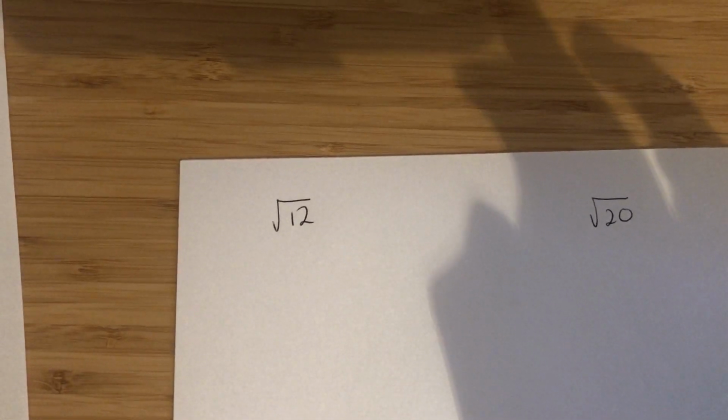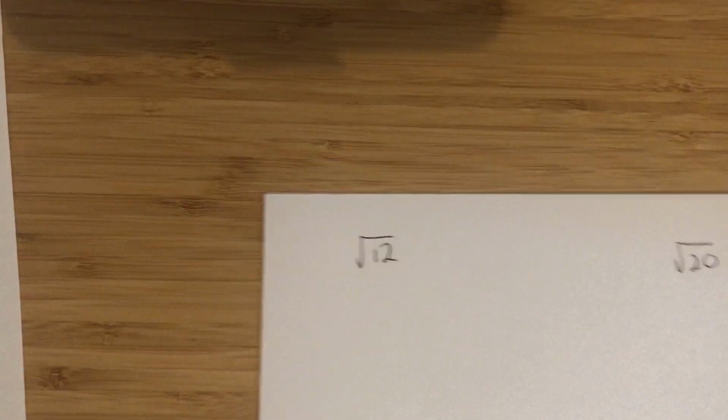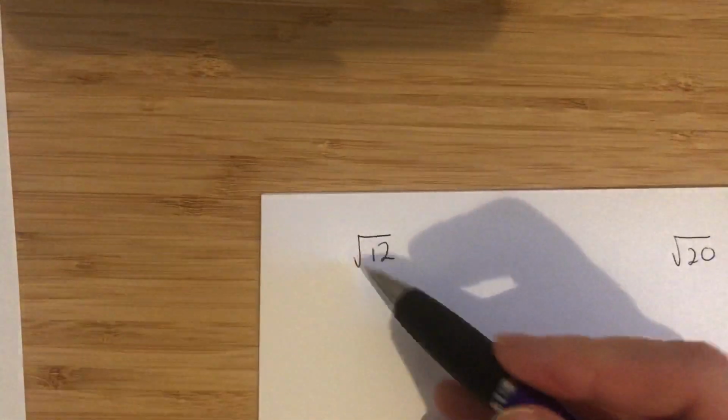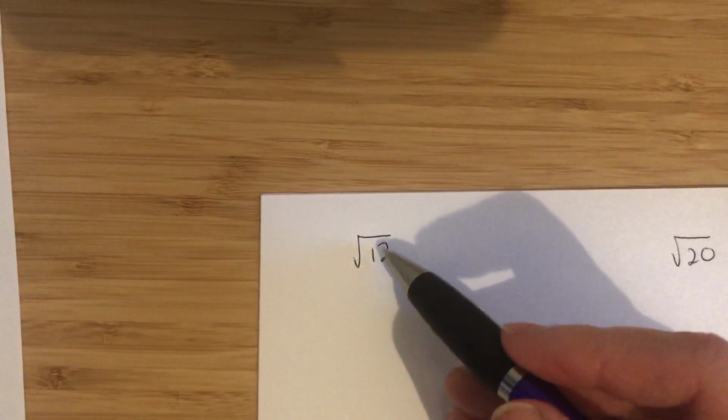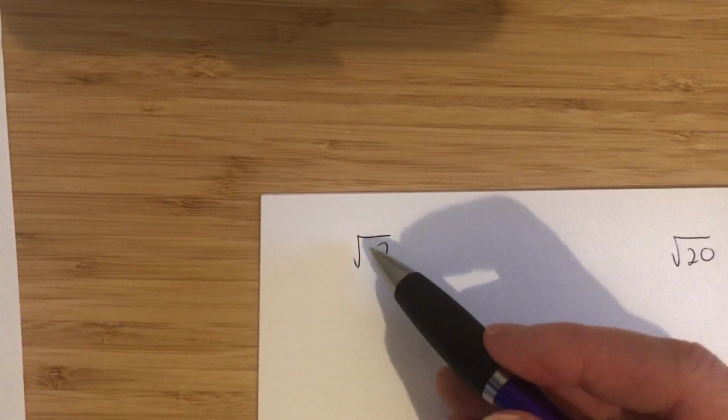Right, in this tutorial we're going to be simplifying surds. So here we have the square root of 12. The way that you simplify surds is you look for two factors of 12 where one of them is a square number. And you're looking for the highest one each time.